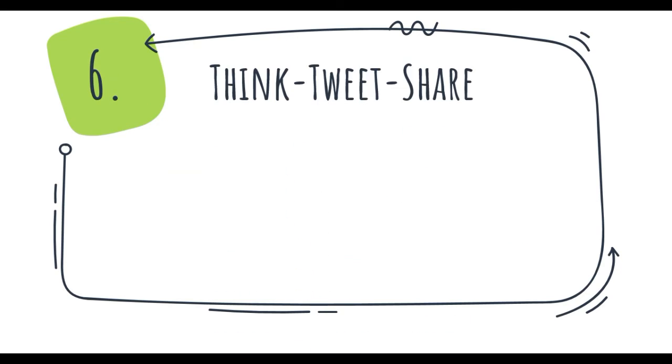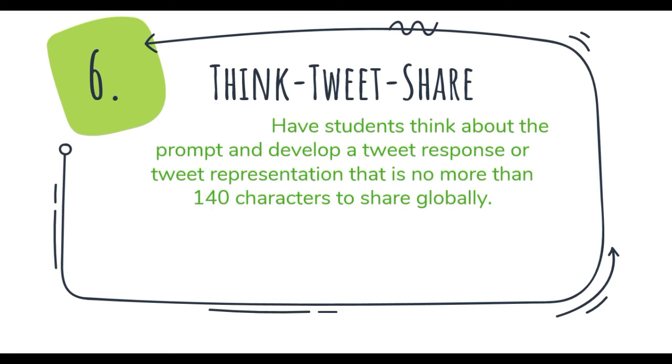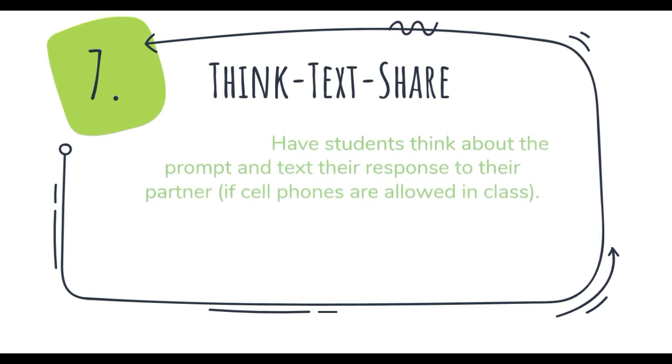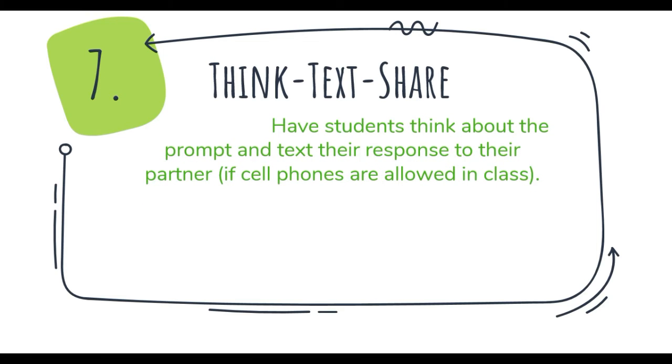Sixth, think, tweet, share. Have students think about the prompt and develop a tweet response or tweet representation that is no more than 140 characters to share globally. So this is in a form of social media. Seventh, think, text, share. Have students think about the prompt and text their responses to their partner. So if cell phones are allowed in class.